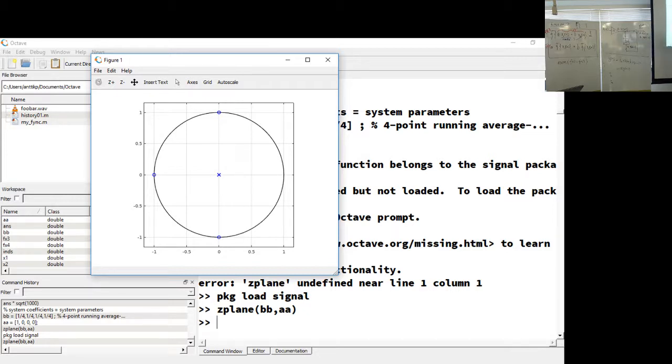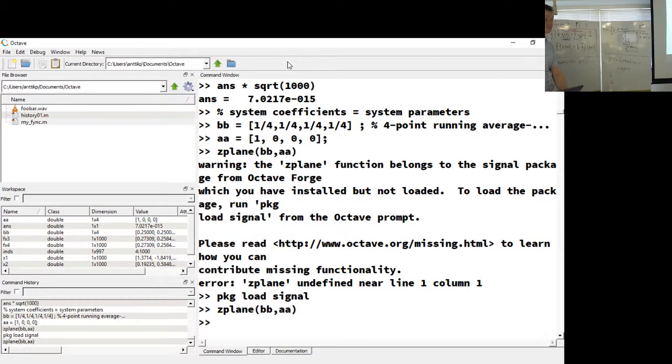So in this morning's lectures, I spent a lot of time explaining the zeros and poles. I could have just run this, and what I needed is just the system coefficients to get these. So that's what you need to do for a system when you have the system coefficients.